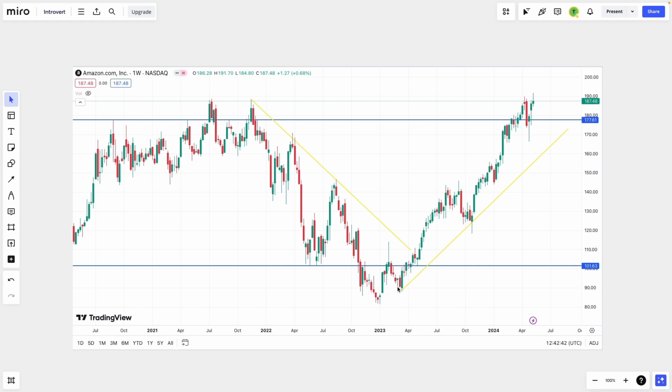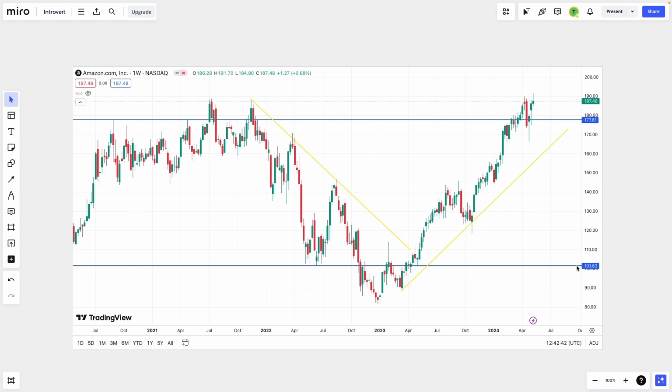And then right here, around 2023, we've got this significant price at 101, where it reached down around 101, and then as it came back up, it broke through 101 and started trending up and to the right. And here we've got this trend line up and to the right for the year 2023. This stock is trending up and to the right.